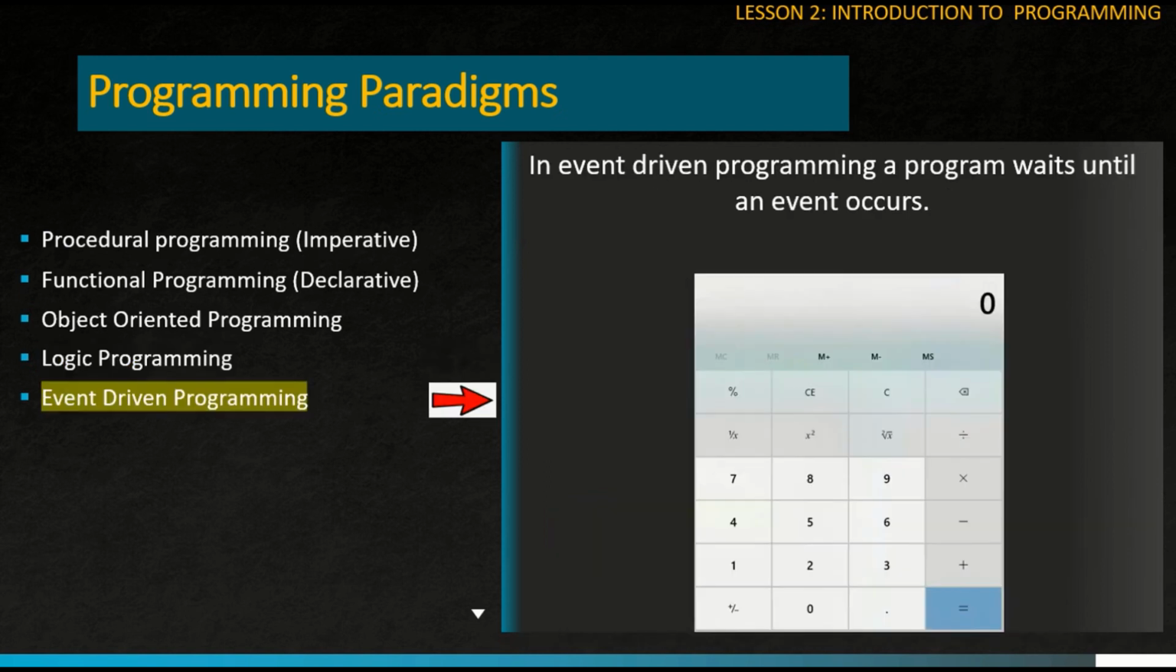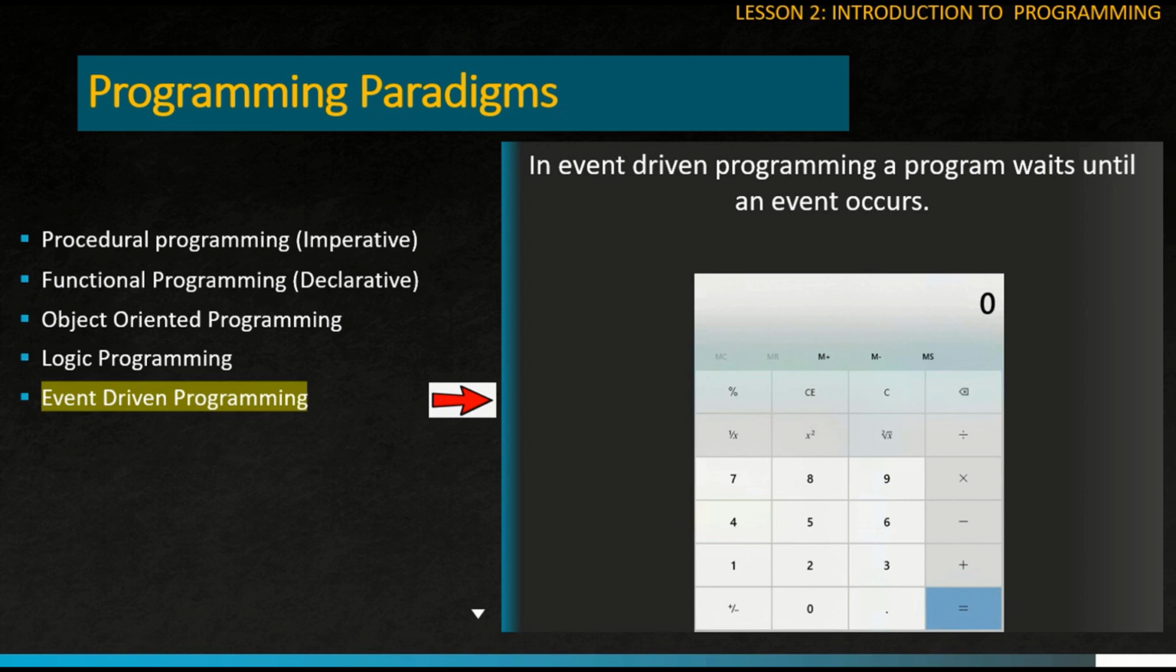The last paradigm is the event-driven programming paradigm. Event-driven programming paradigm is used in graphical user interface-based applications. In event-driven programming, a program waits until an event occurs. For example, a calculator program in Windows is an event-driven program. Nothing will happen until you click the buttons on the calculator. Every button click on the calculator is an event with predefined action.